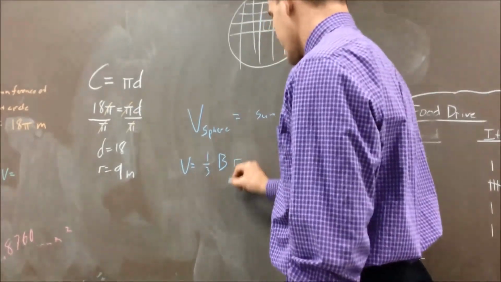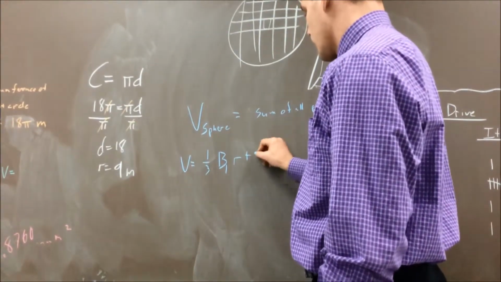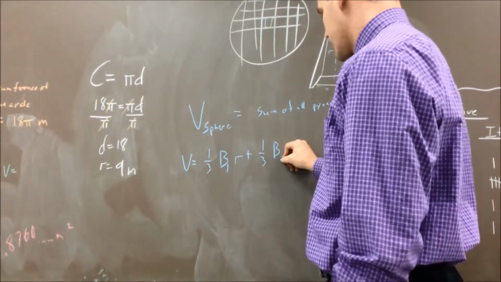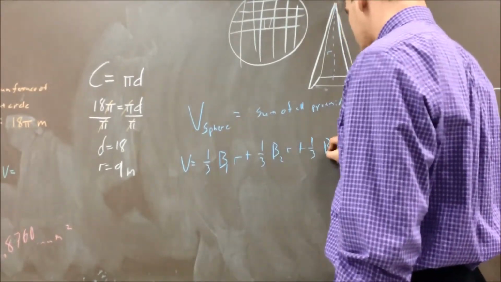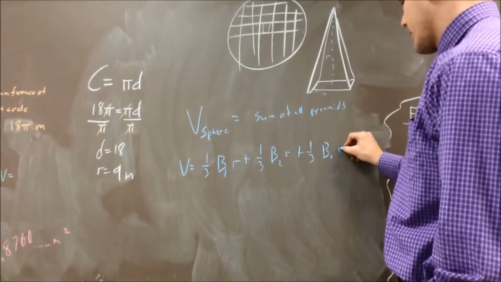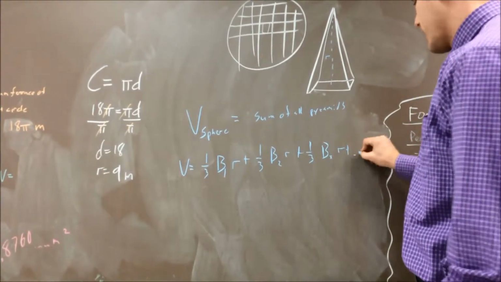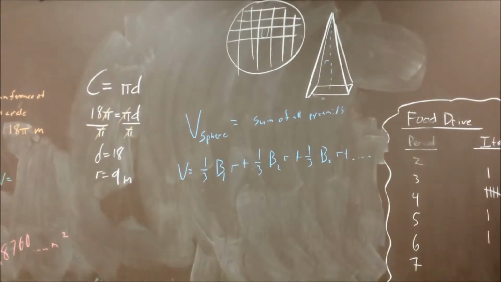So erase that, put the radius. Now that's just for one of them. We've got to add them all up, don't we? 1/3 area of the next one times the radius, plus 1/3 area of the next pyramid base times the radius. And we keep doing that ad nauseum. So you're sick of it.